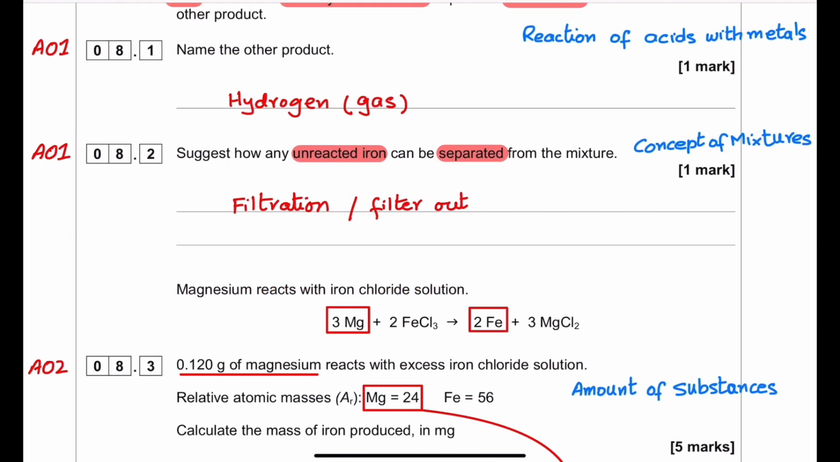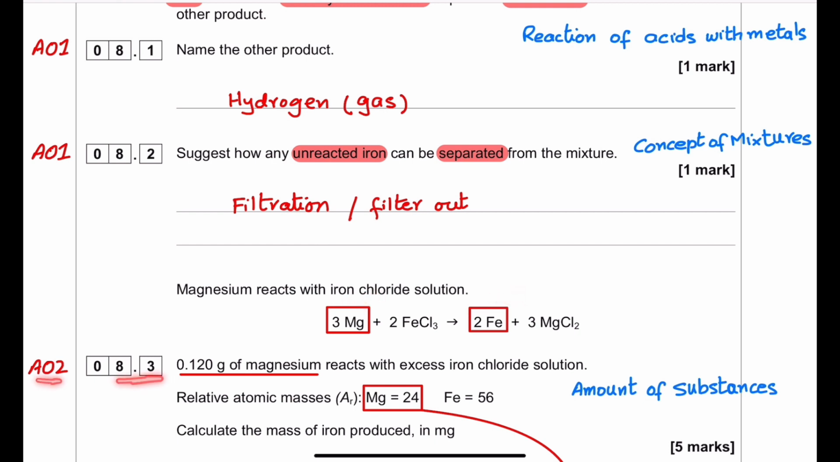Next question: magnesium reacts with iron chloride solution. The equation is given here: 3Mg plus 2FeCl3 gives 2Fe plus 3MgCl2. So 3 moles of magnesium react with 2 moles of iron chloride to give 2 moles of iron and 3 moles of magnesium chloride. The information is already highlighted here.